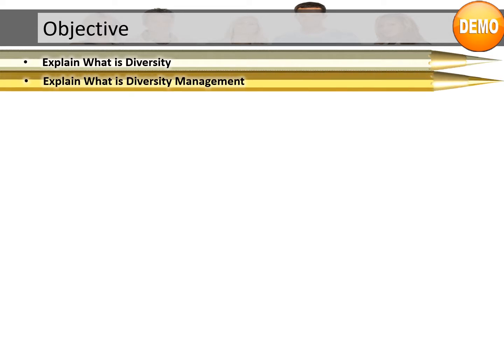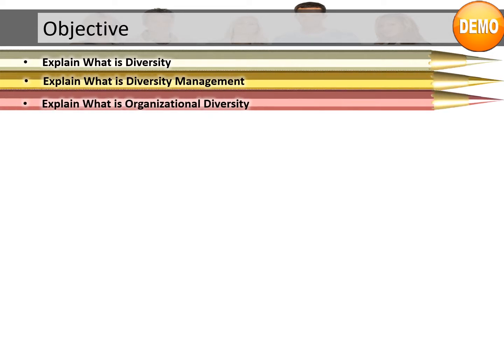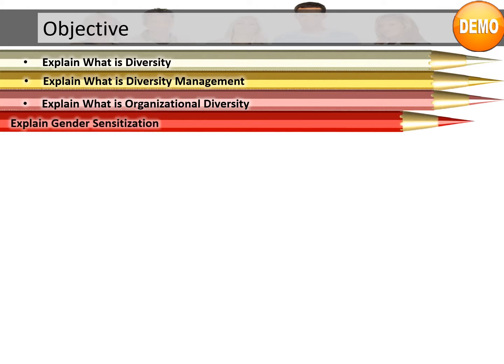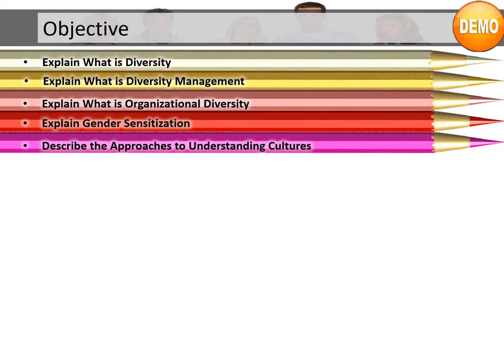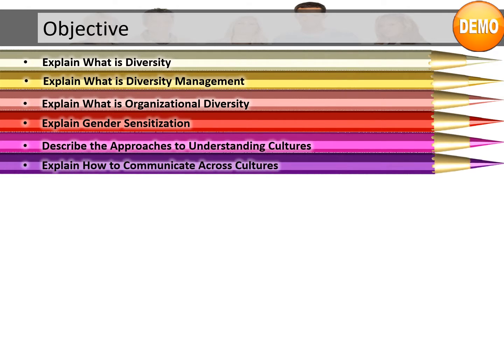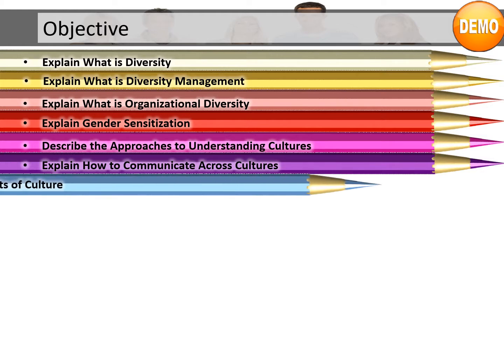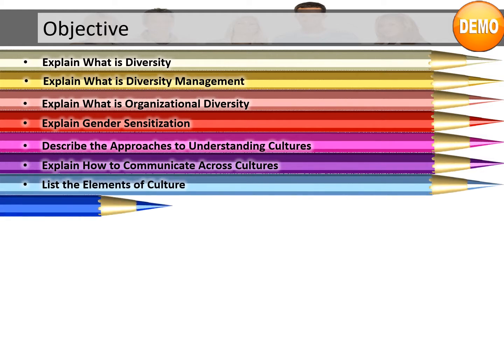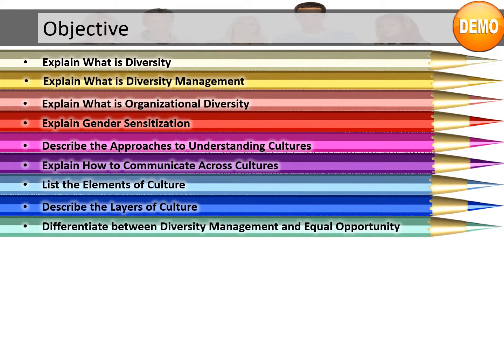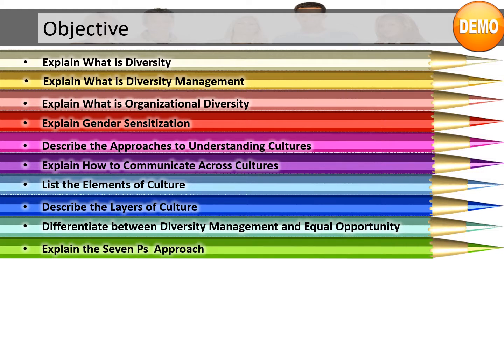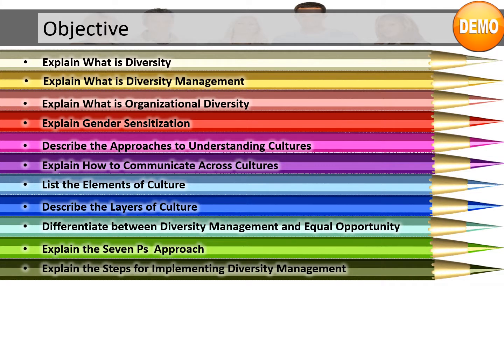Let's review the course objectives. Explain what is diversity. Explain what is diversity management. Explain what is organizational diversity. Explain gender sensitization. Describe the approaches to understanding cultures. Explain how to communicate across cultures. List the elements of culture. Describe the layers of culture. Differentiate between diversity management and equal opportunity. Explain the 7 Ps approach. Explain the steps for implementing diversity management.